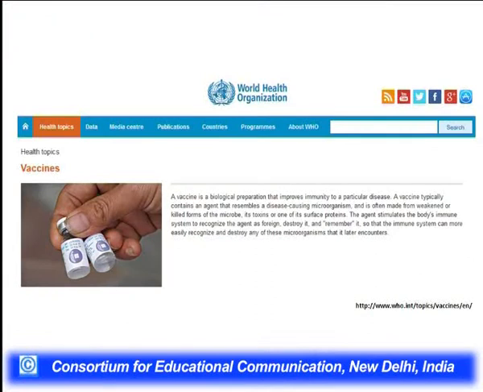which is caused in the body. If we see the definition of vaccines by the WHO, vaccines are biological preparations that improve immunity to a particular disease. A vaccine typically contains an agent that resembles the disease-causing microorganism and is often made from the weakened or killed form of the microbe. It can be a toxin or a surface protein. When these agents are injected into the body, the immune system recognizes them as foreign particles and develops an immune response against these microbes. It is also remembered by the immune system, which is often referred to as immunological memory.